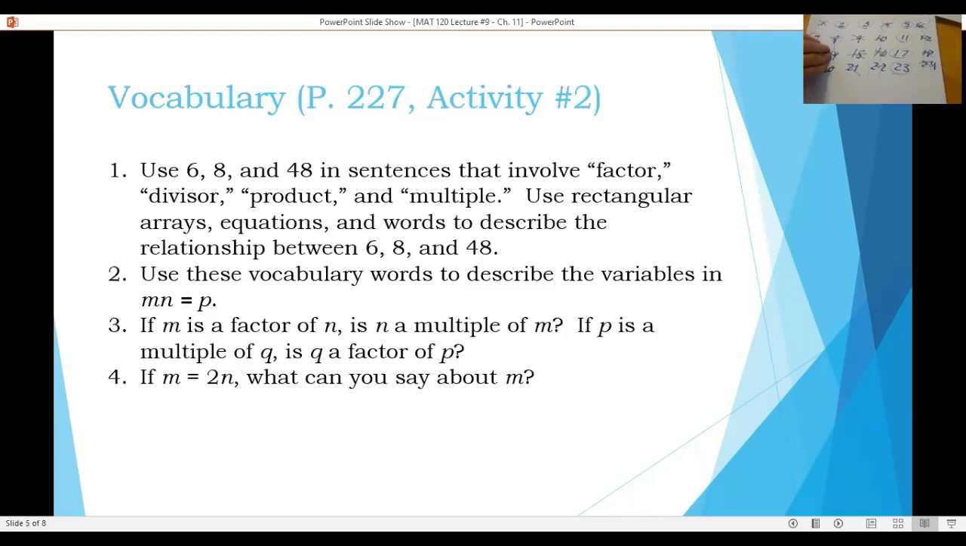So for something like this, I'm going to go through this vocabulary activity because this is not required for your next exam. And I'd like you to see how this works out and how this plays out, okay? We're going to use the numbers 6 and 8 and 48. And the general idea that I'm going to keep on returning to is the concept that 6 times 8 makes 48.